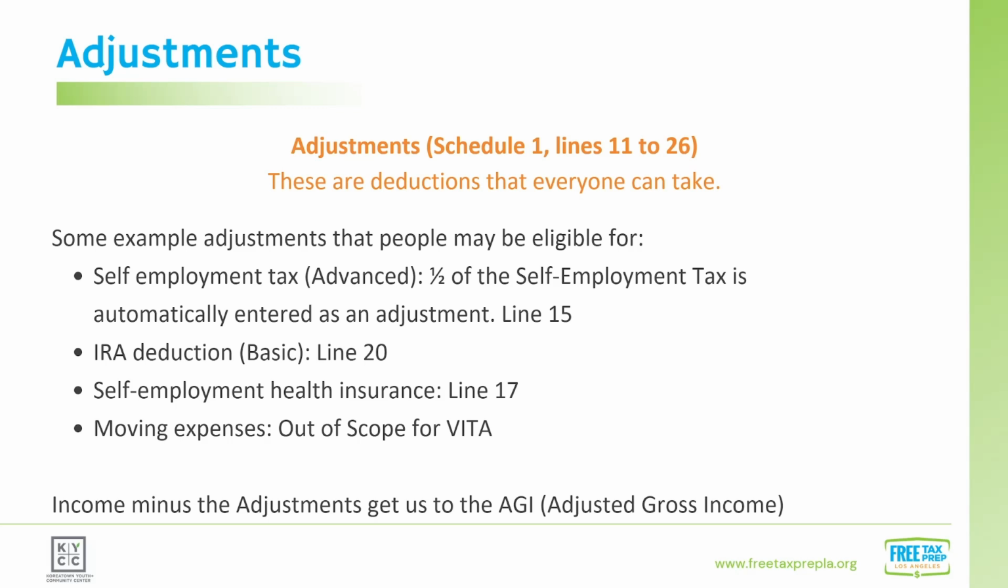Next would be the IRA deduction. Any contributions you have towards an IRA, specifically a traditional IRA, can be considered as an adjustment. This can be found under line 20. Self-employment health insurance is also considered an adjustment and is found on line 17. And previously, we used to have moving expenses that you can claim as an adjustment. However, that is considered out of scope for the VITA program.